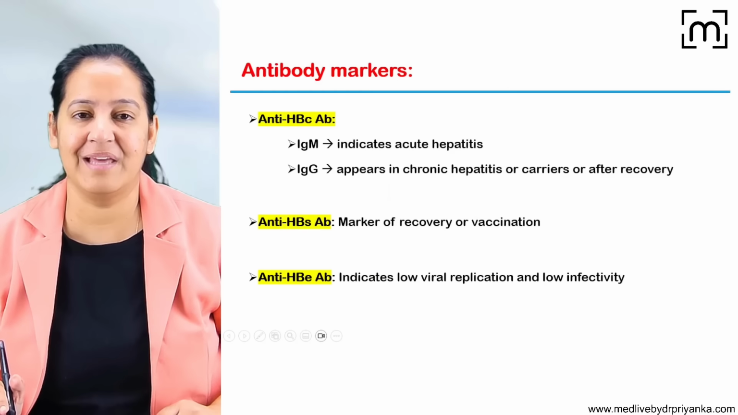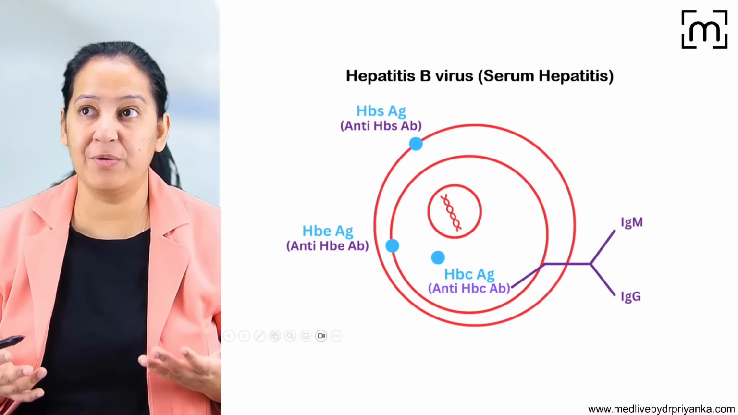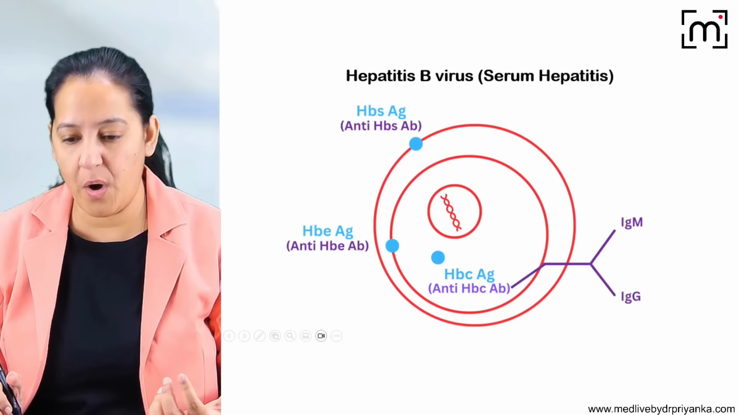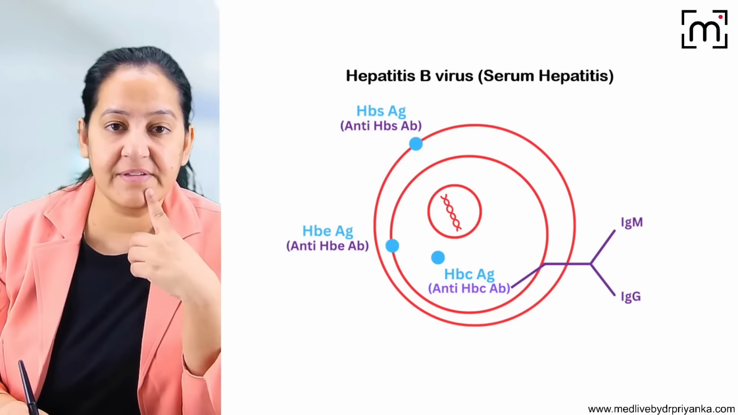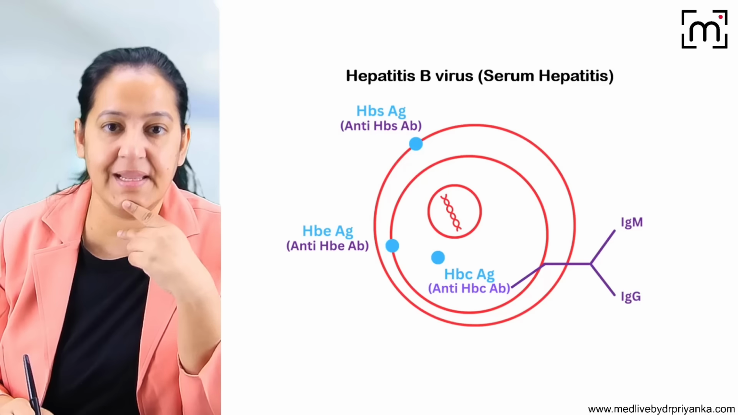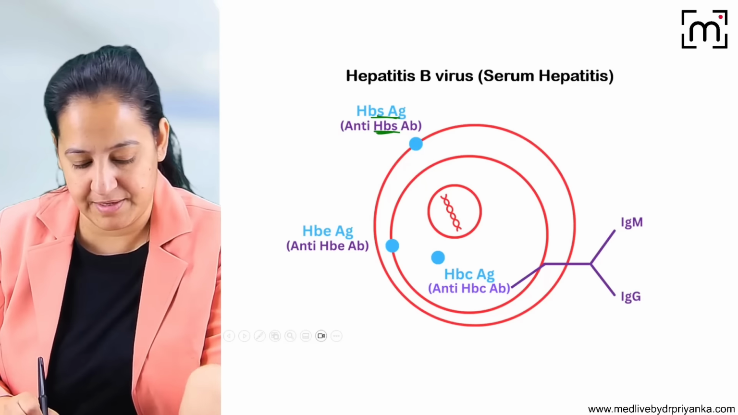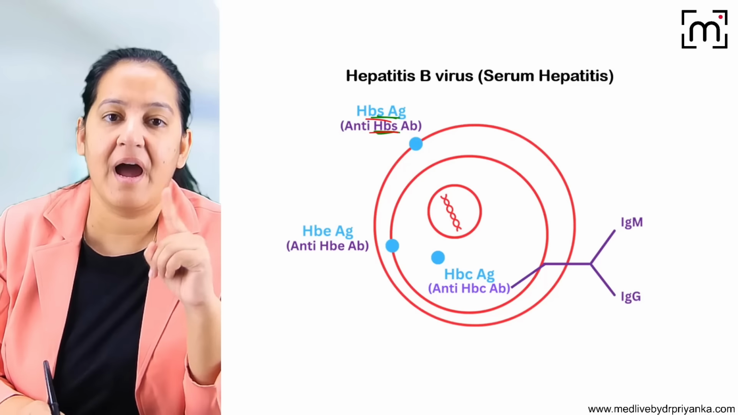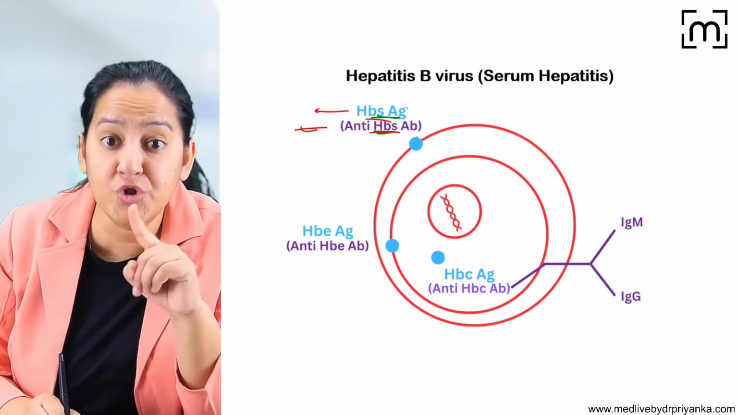Now, the thing I want to tell you is their relevance. Why is it important to see the 6 markers, the 2 antigens and the 4 antibodies? What do they indicate? Let me tell you the relevance of all of them. We will talk about the pairs. Let's talk about the pair of S antigen and S antibody. In this pair, they never come together. If antigen is present, antibody will be absent. If antibody is present, antigen will be absent. They are mutually exclusive.